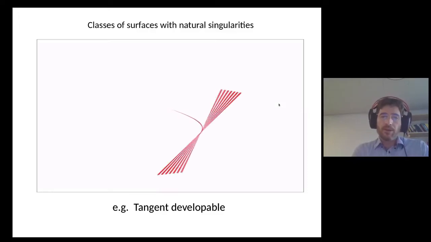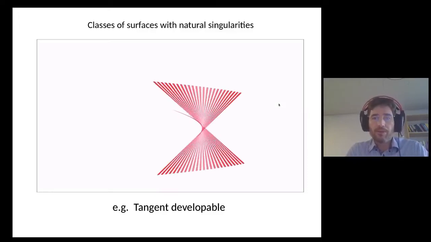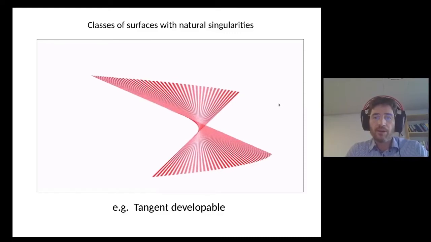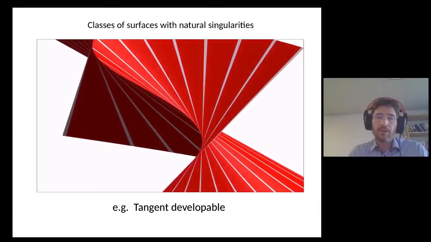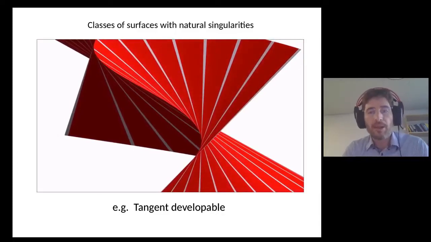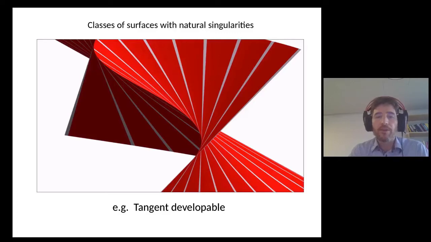So let's talk about classes of surfaces which have natural singularities. You probably know about tangent developables. If you take a space curve, a curve in three-dimensional space, and you look at the envelope of tangent lines to this curve, this sweeps out a surface which on a neighborhood of that curve, not including the curve, is regular, and it's singular just along that curve. You can think of this as a typical zero curvature surface in R3.